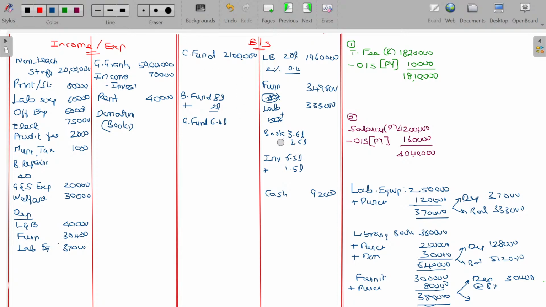So you have to be very careful in this adjustment. So unique one. So book value after the depreciation being 5,12,000 and 1,28,000 is the depreciation. Clear?